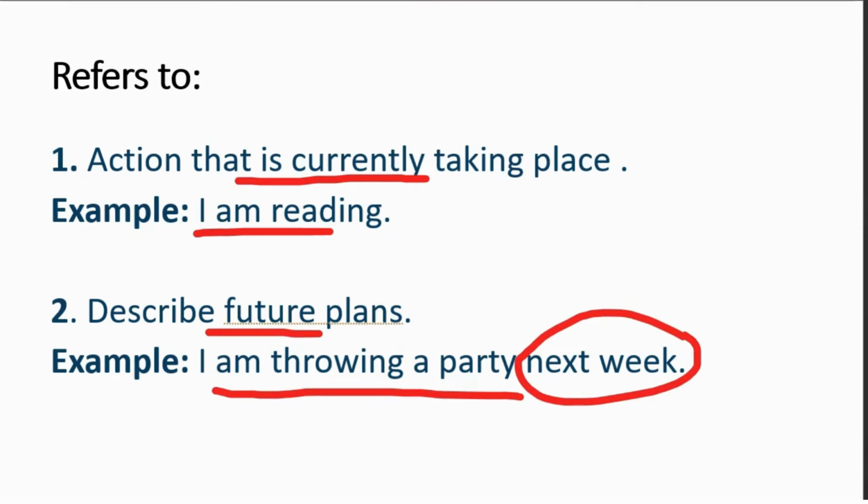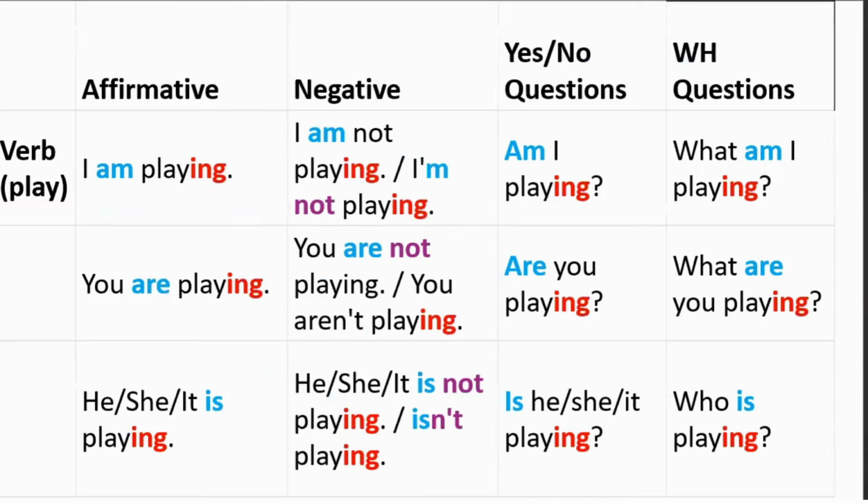First, let's learn how to form present continuous tense. We will look at affirmative or positive sentences, negative sentences, yes and no questions, and WH questions. In first example, we are using the verb play. Now let's look at the sentence and we will figure out the formula.